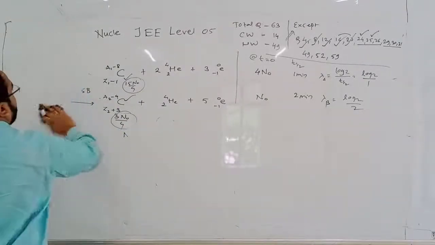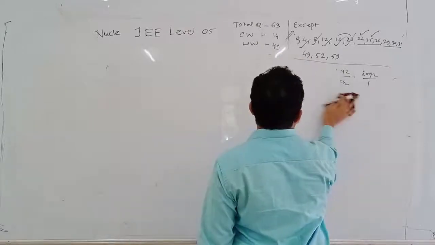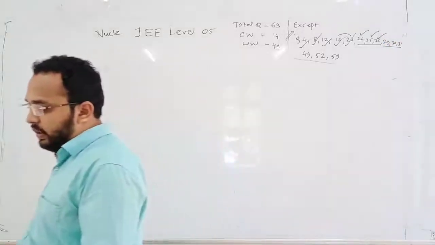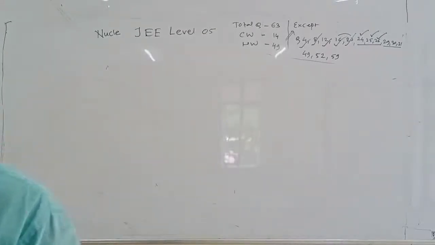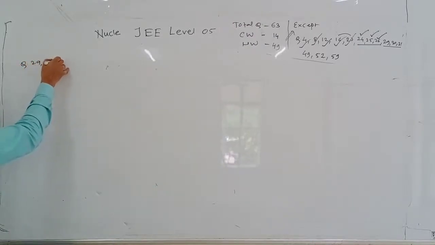Okay. So these are questions number 24, 25 and 26. Very interesting question. I will see 29, 30 and 31. Okay, 4 into 10 raised to power 23 tritium atoms are contained in a vessel. The half life is given, that is 12.3 years.